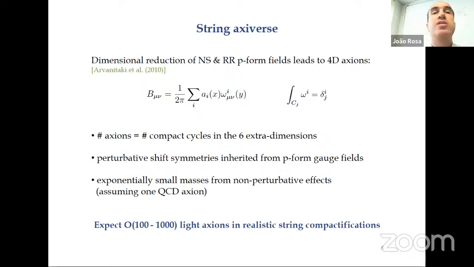So the bottom line of this idea of the string axiverse is that in realistic string compactifications that include at least one axion to solve the strong CP problem, you expect order 100, 1,000, and potentially even more, depending on the geometry of your compact extra dimensions, of these axion-like fields.